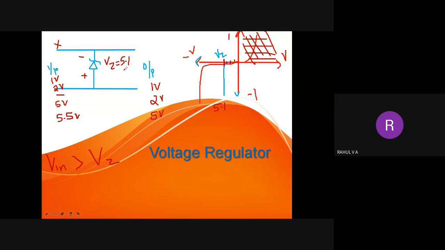What happens is current immediately starts flowing through the Zener diode, and you can see that the current, IZ, is the current through the Zener diode. A large amount of current immediately flows through the Zener diode, and the voltage across the Zener diode is constant. It is not changing. It is 5.1. See, voltage across the Zener diode means what? It is the output voltage, okay.